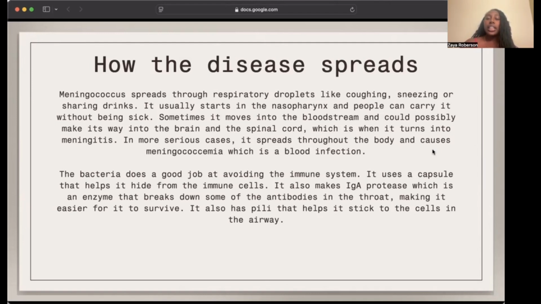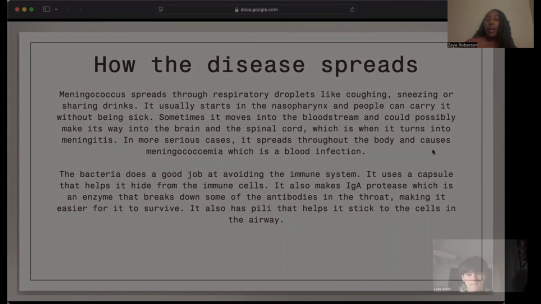The bacteria does a good job at avoiding the immune system. It uses a capsule that helps it hide from the immune cells. It also makes IgA protease, which is an enzyme that breaks down some of the antibodies in the throat, making it easier for it to survive. It also has pili that helps it stick to the cells in the airway.